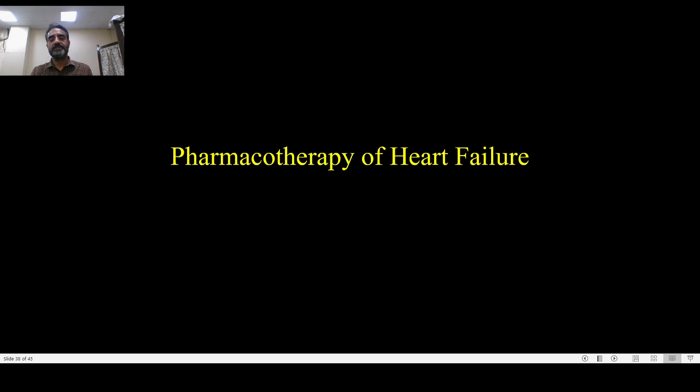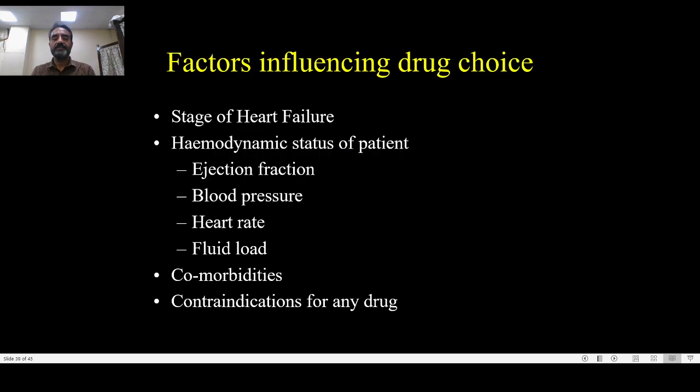Now we have discussed various drug classes useful in heart failure. Let us discuss the pharmacotherapy of heart failure. So, factors which influence the drug choice in heart failure. First is the stage of heart failure, that is, whether it is stage 1, 2, 3, or 4. Then the hemodynamic status of the patient.